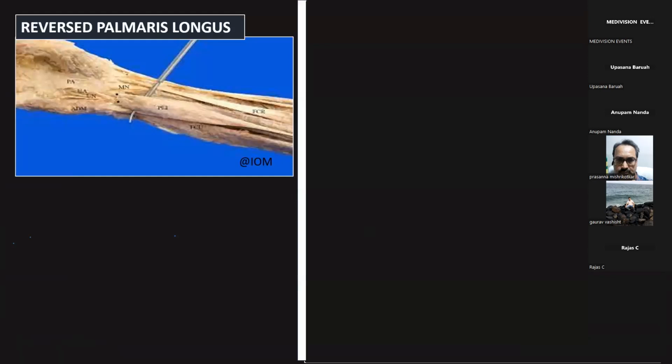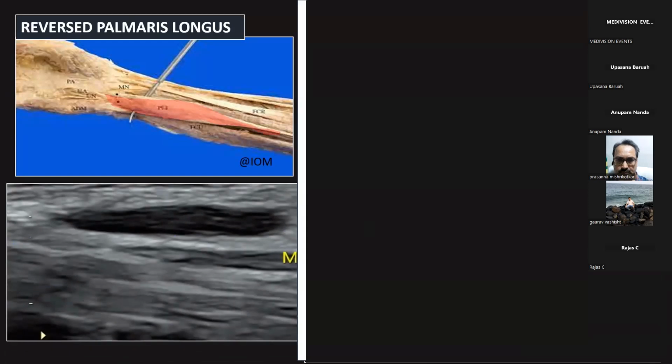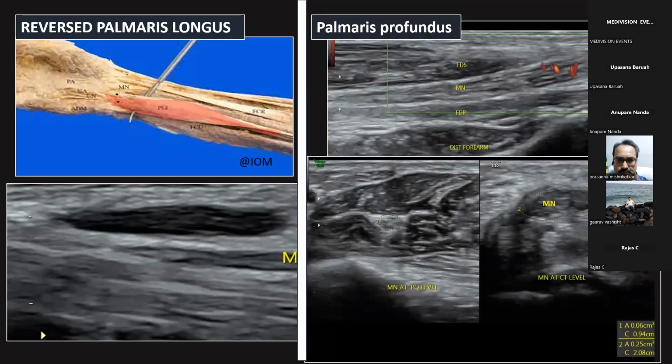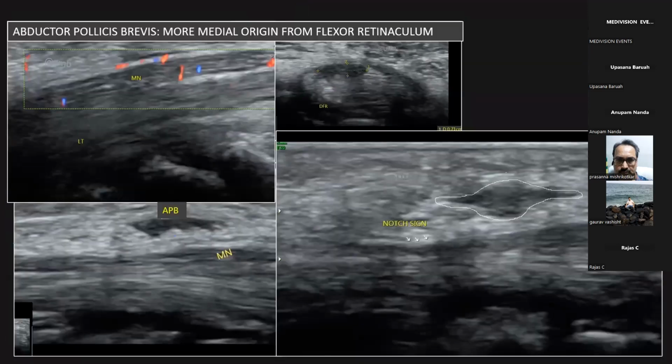Sometimes there may be some extrinsic muscle, like a reverse palmaris longus muscle. The muscle is on the opposite side, distally, and it is causing compression. Another rare condition is palmaris profundus, which arises from the flexor digitorum, and we can see something there, continuous with the median nerve and fused with the undersurface of the flexor retinaculum and aponeurosis. It's another space occupying lesion within the tunnel. Even a more proximal attachment of the abductor pollicis brevis to the flexor retinaculum can cause compression of the median nerve.